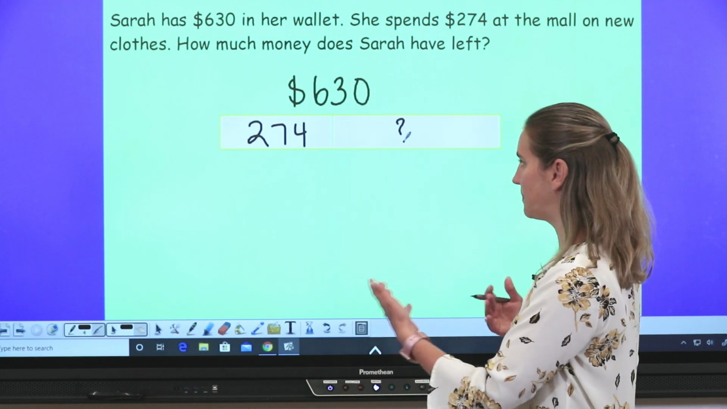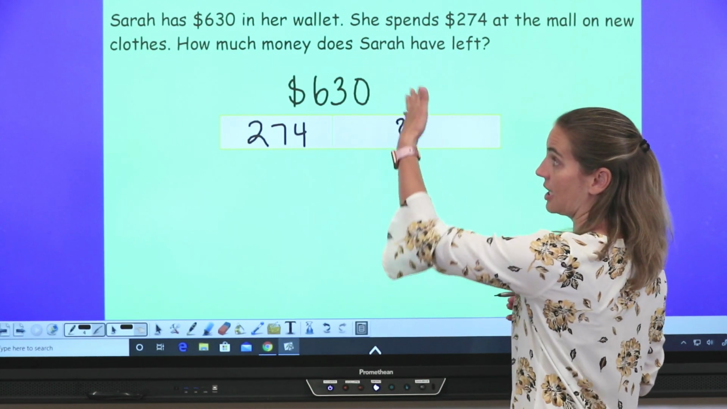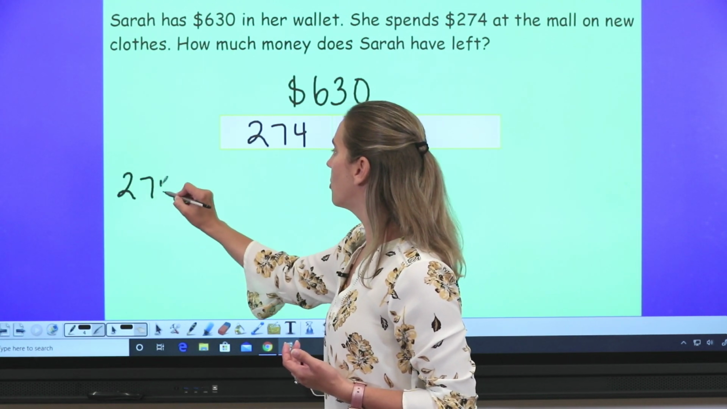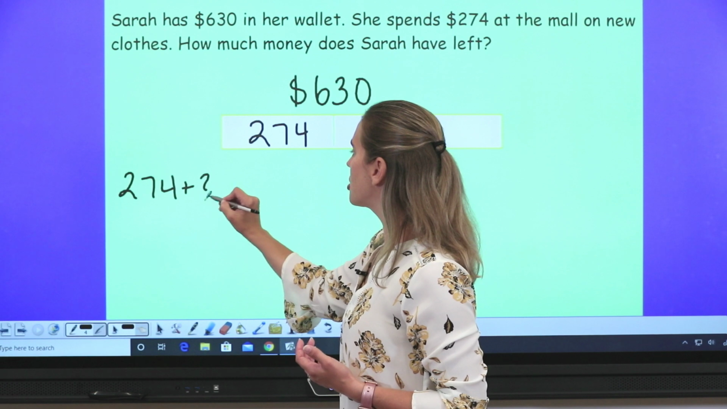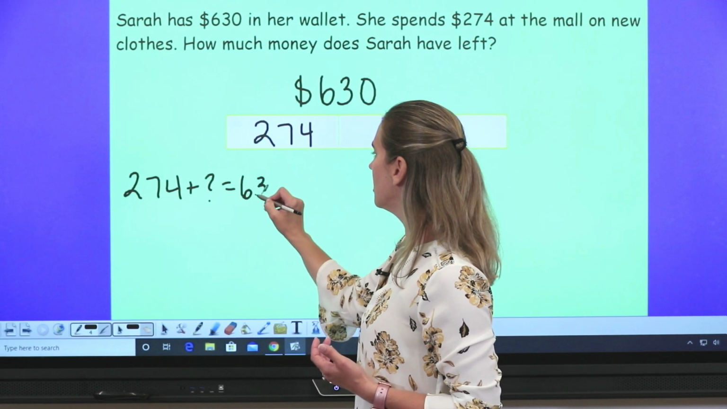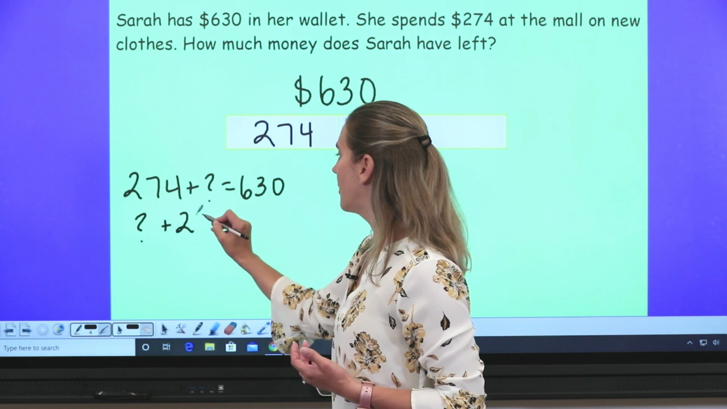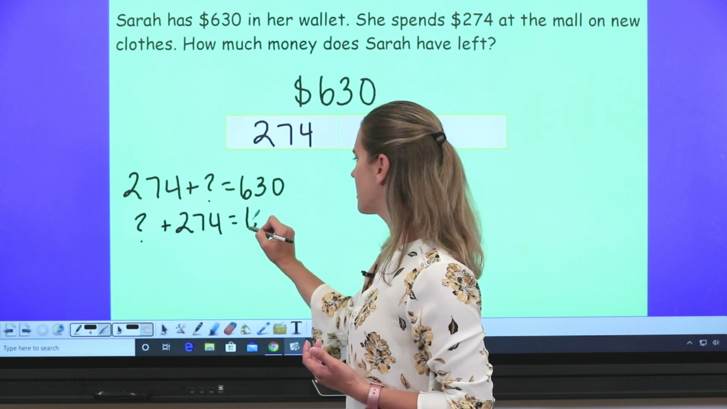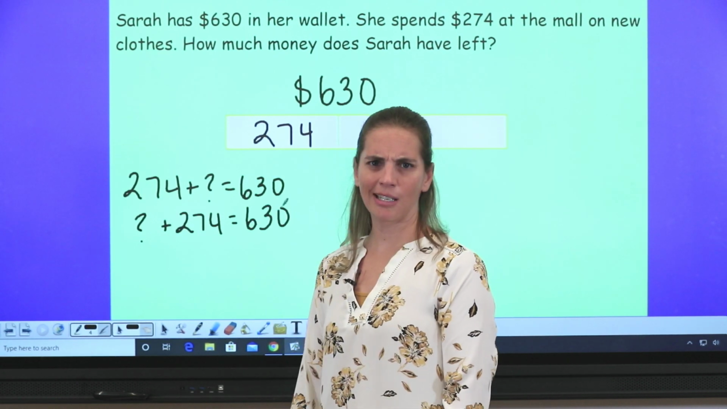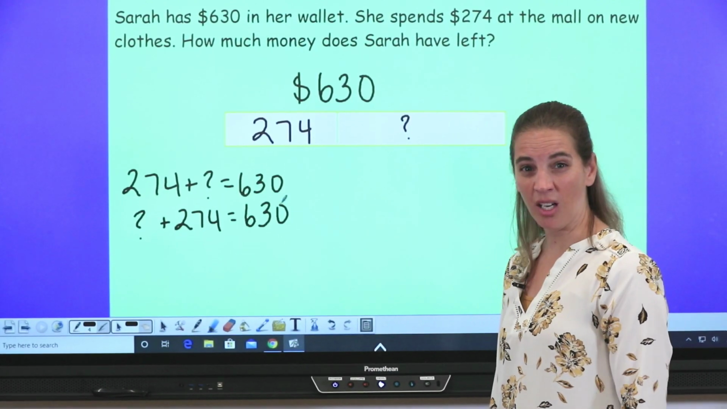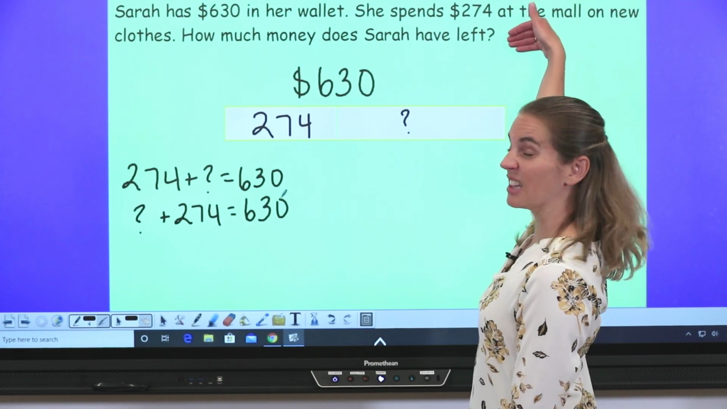Well, let's do the same thing. I know that my two parts together are going to equal my whole. So I know that 274 plus my question mark equals 630. And then I know that my question mark plus 274 equals 630. Well, that doesn't help me, does it? I guess this is a subtraction problem, huh? Because I want to know how much she has left.